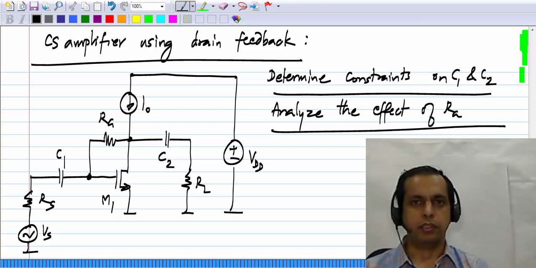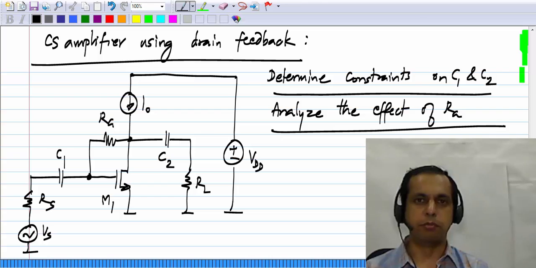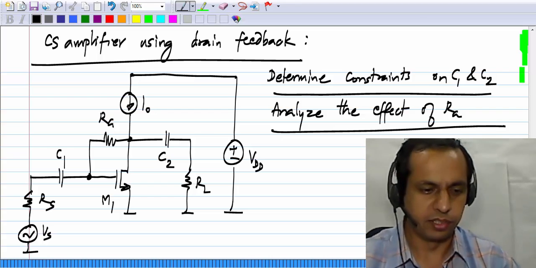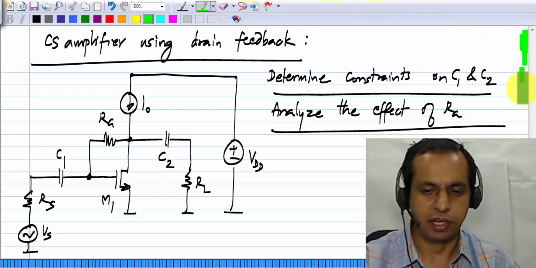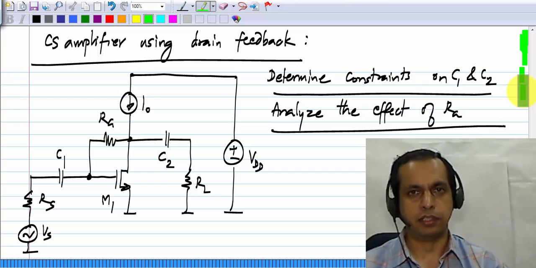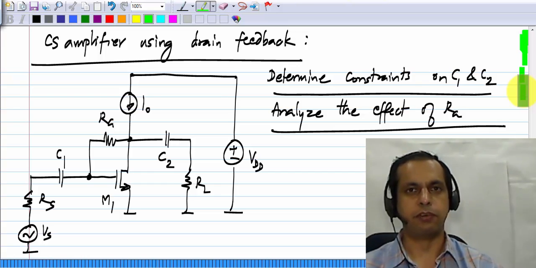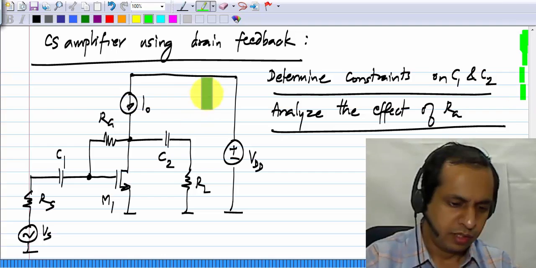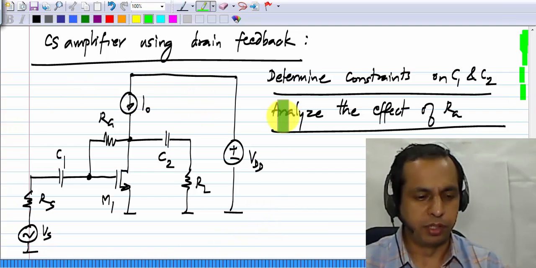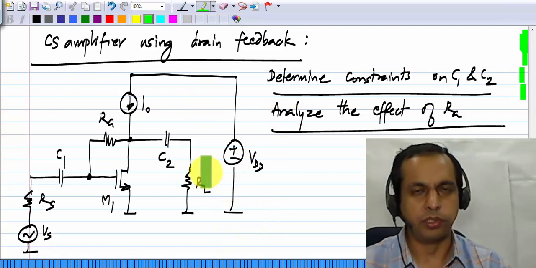We now have the common source amplifier using drain feedback, and we have to analyze it properly to see the effect of extra components in the circuit such as RG, and also we have to find the correct constraints on the capacitor values. Okay. So this is the circuit you have, and you can think of it as, let's say, you are shown the circuit for the first time.